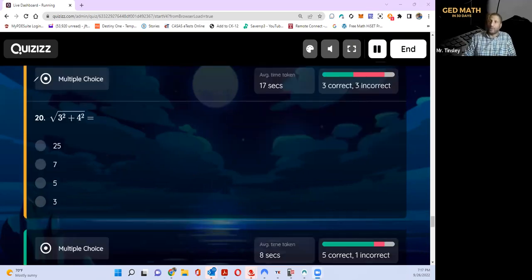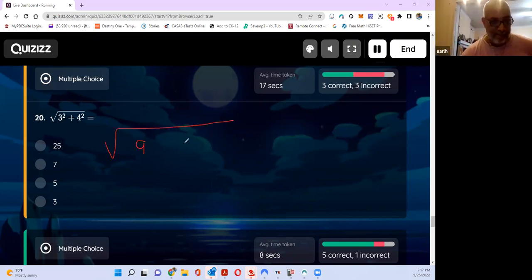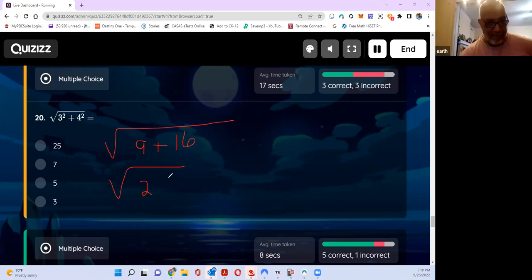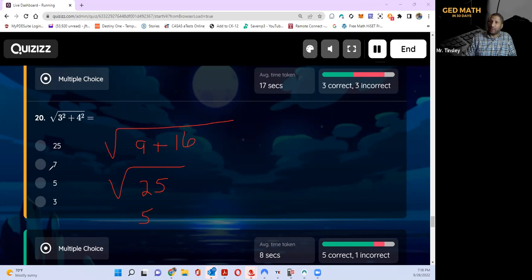Now this is about half and half. Let's look at it. What's 3 squared? 9. What's 4 squared? 16. So remember, please excuse my dear Aunt Sally. We're going to do inside first. 9 plus 16. What's 9 plus 16? 25. What's the square root of 25? 5. Can't miss that one.